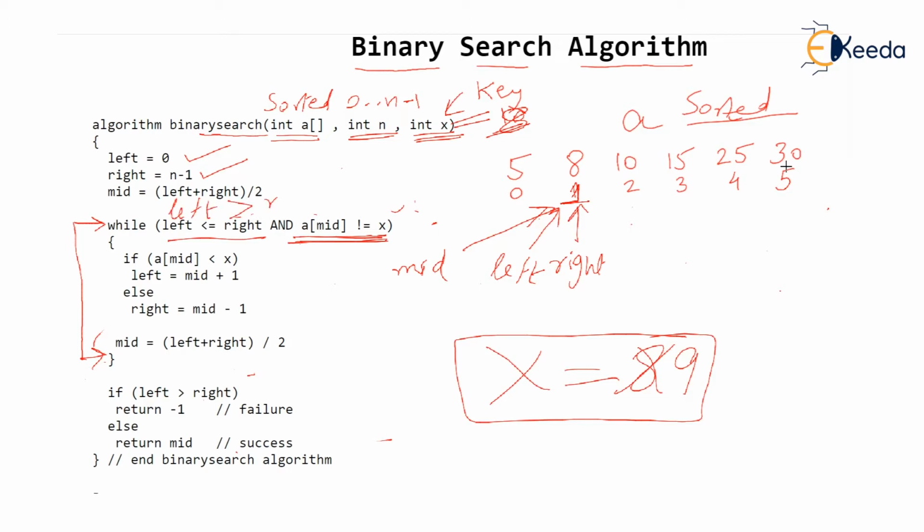Just check this on your own. Left will become greater than right. And then the less than or equal to operator here will make the condition false and the loop will break. And when the loop breaks, we will check why. Why did the loop stop? Did the loop stop because left became greater than right? Yes, it is true this time. So it's a failure. Hence, we will return -1.